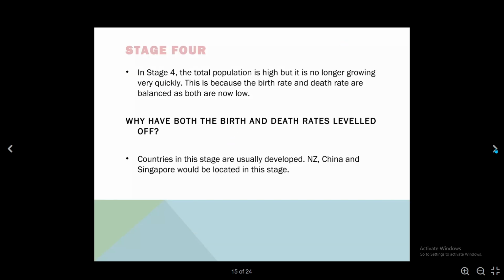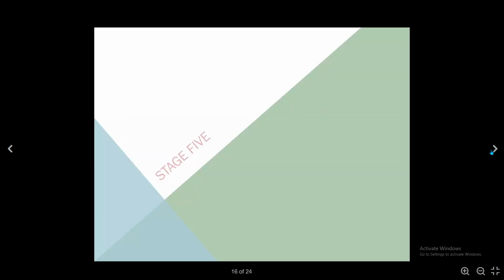We move to stage 4. In stage 4, the total population is high, but it's no longer growing very quickly. This is because the birth rate and death rate are balanced as both are now low. And then finally, stage 5.